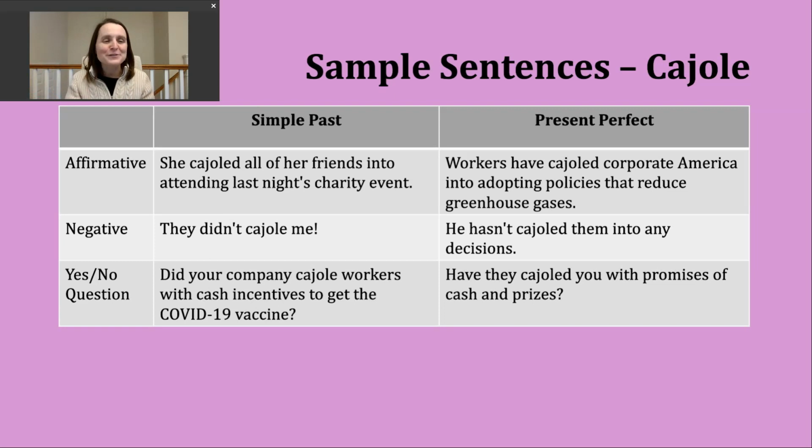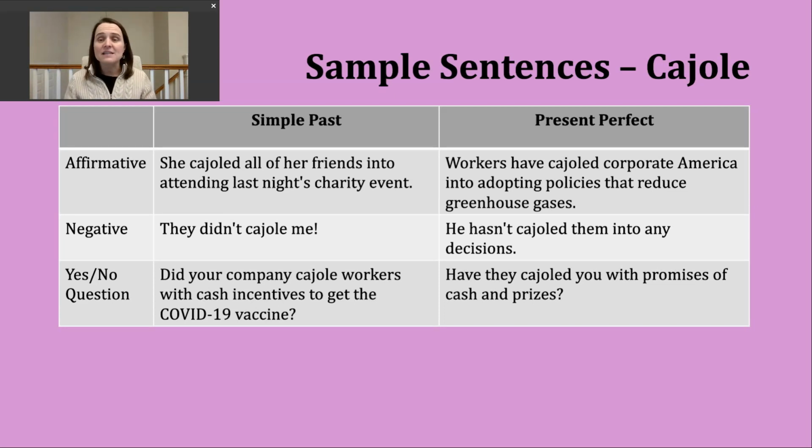I always like to point out to students, notice in the negative and the yes or no question, I'm not using the ed form of the verb. I go back to the base verb here. So an example sentence: Did your company cajole workers with cash incentives to get the COVID-19 vaccine?